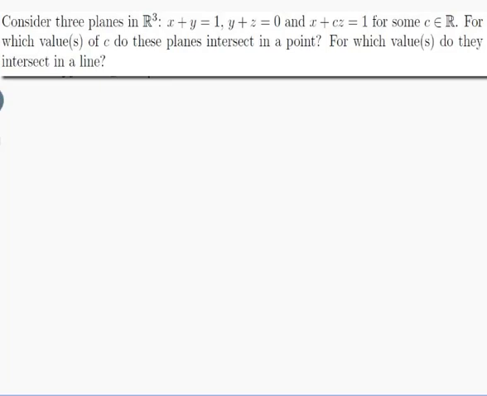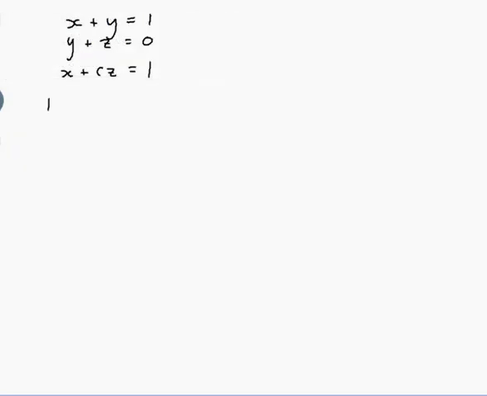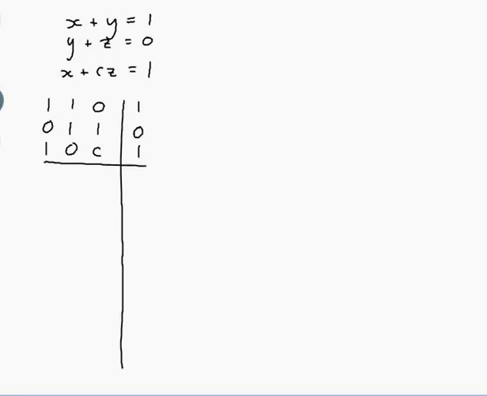Well, whatever points are in the intersection of the planes will satisfy all three equations. So what we need to do is solve those three equations, and we can do that with matrices. So 1x plus 1y plus 0z is 1. No x's plus 1y plus 1z is 0. 1x plus no y's plus cz's is 1. And our aim is to row reduce that to get as close to the identity as possible, and hopefully something about c will tell us what kinds of solutions we can get.